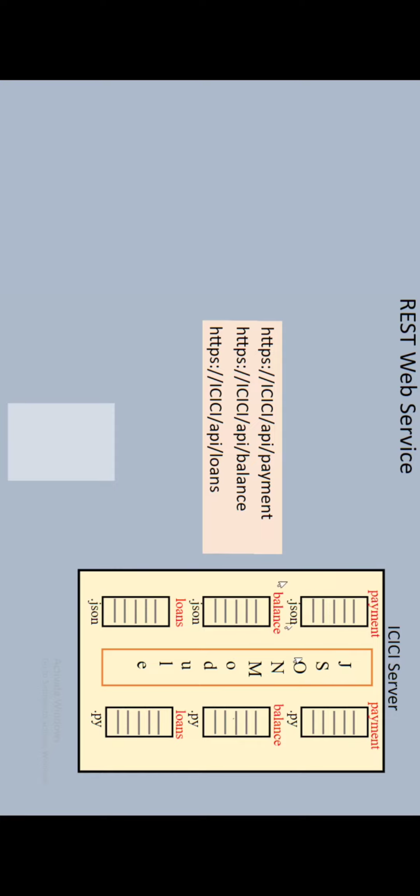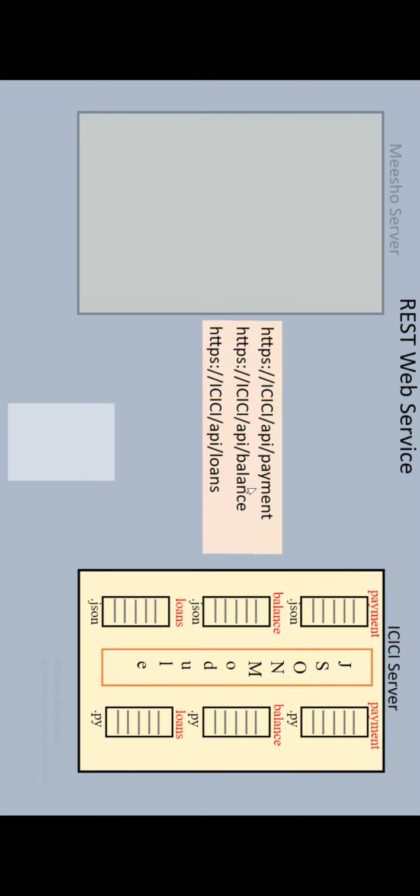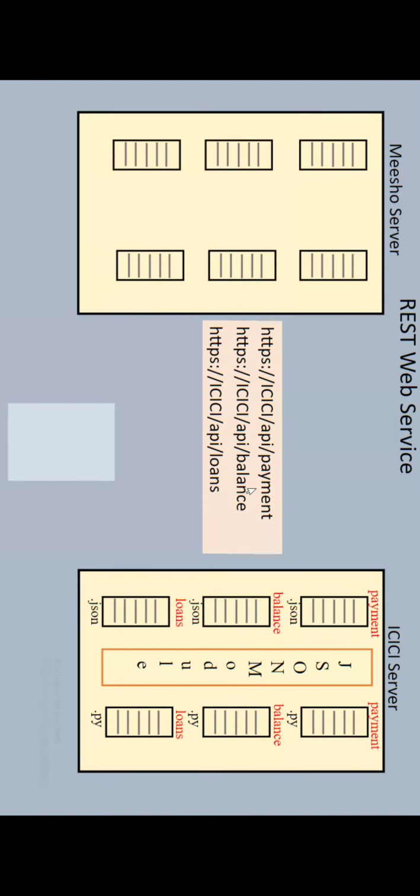See, for payment we have one separate API. For the balance feature, we have one separate API. For loans, we have one separate API. Okay, so with the help of all these APIs, we are exchanging information with another application, that is Meesho. This application is also built with some features with the help of a language, that is Java. These features are built. Okay, and again, we are doing REST web service here. So data transportation will be done in JSON format.